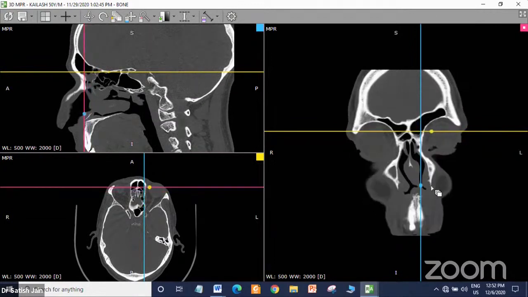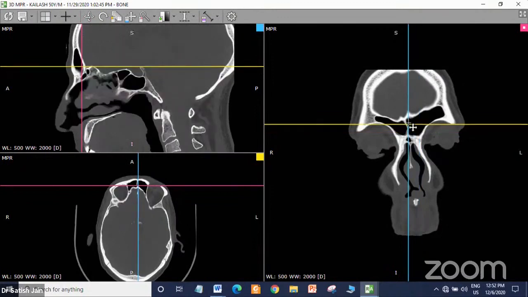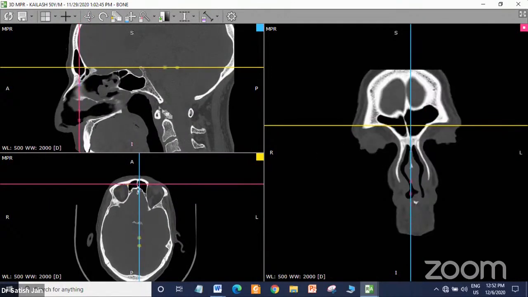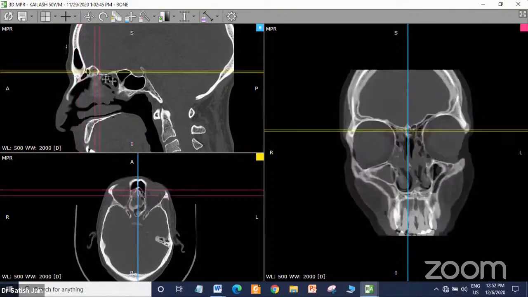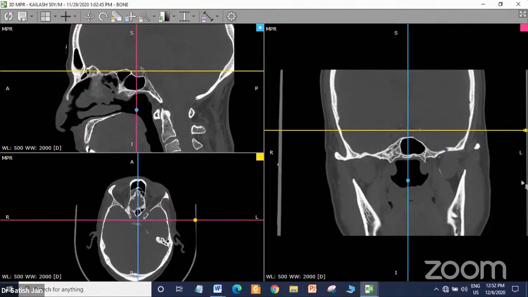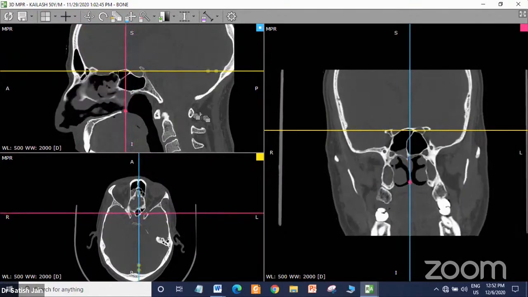Now if I am coming to the frontal sinus, you see all the frontal sinus in all planes. Any possible cell, see, this is the sella, where my cursor is. This is the sphenoid sinus.